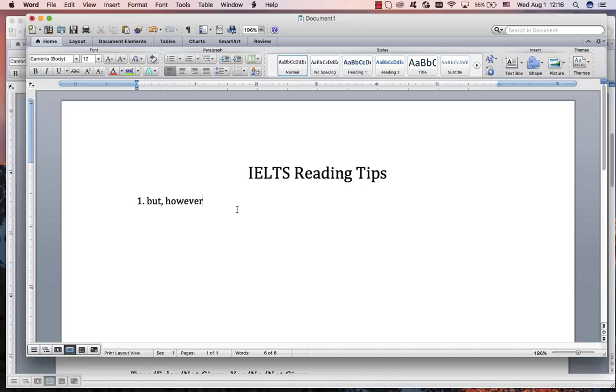There are two others that I want to add. One is although, has a similar function as these two, and then also yet can also come in there. This is not important, but we call these contrast markers. They mark where the writer is contrasting two different ideas. Alright, so that's the first thing that we can get from those 6 readings.